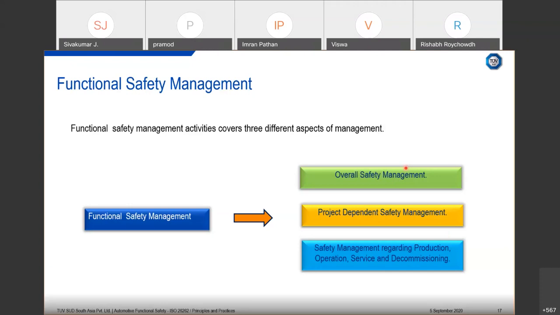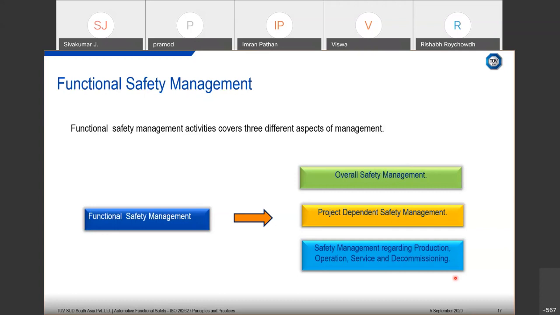Also, they are responsible to establish the safety culture across the organization to carry out the safety critical projects. So safety shall be an integral part of the organization process, which enables the engineers to comply in their activity in accordance with ISO 26262. That's what they have to bring in.